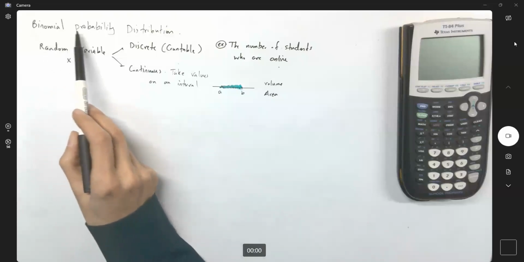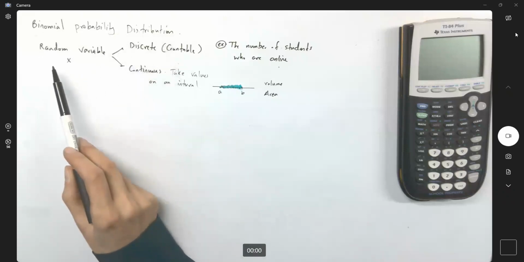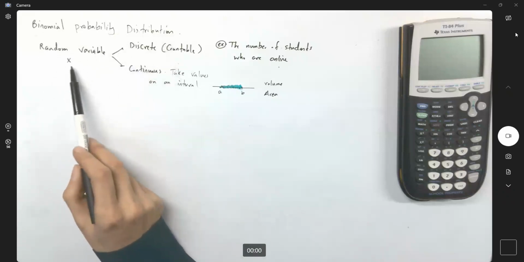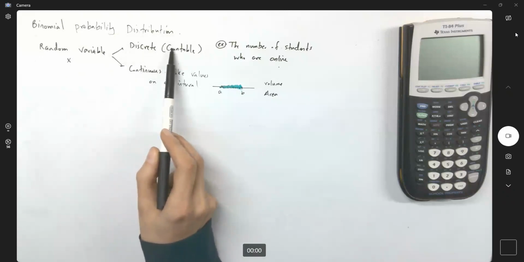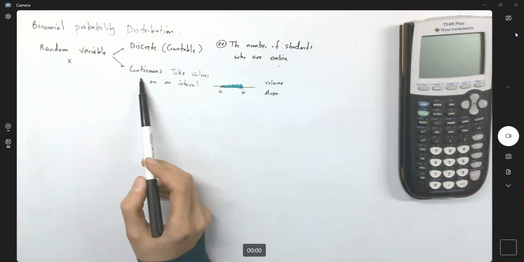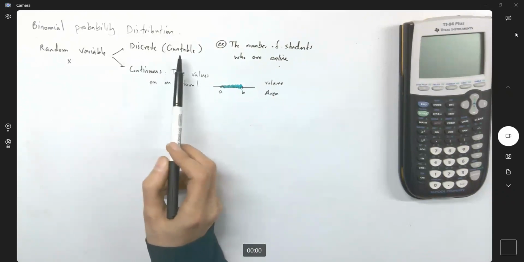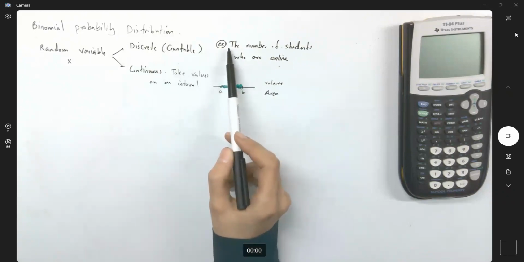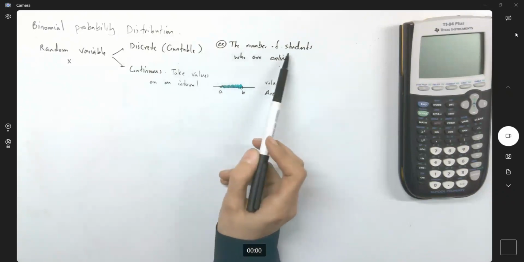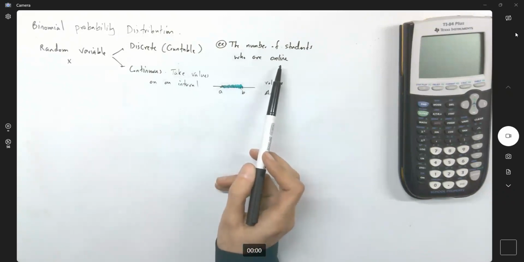Today, we're going to talk about binomial probability distribution. When it comes to random variables, X, you either have a discrete random variable or you have a continuous random variable. A discrete random variable is also called countable. An example of a discrete random variable is the number of students who are online in this class.